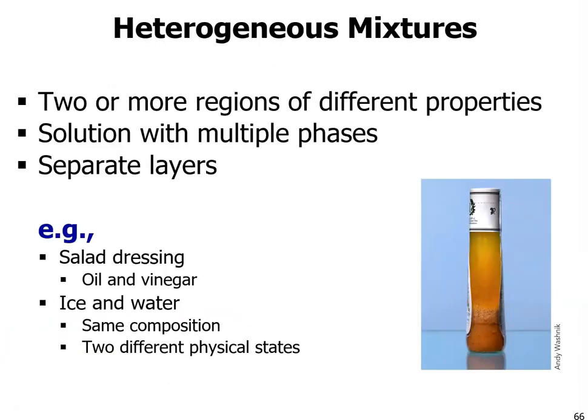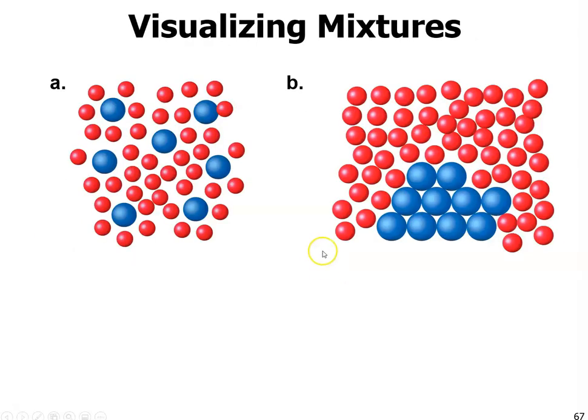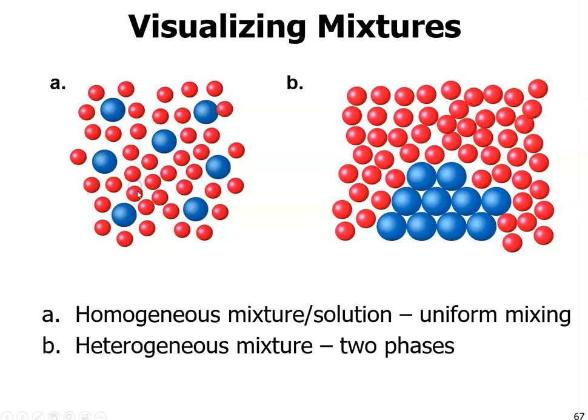Heterogeneous mixtures are where you can actually see different properties, different phases, different layers. You can see that here in the salad dressing, where we have an oil and vinegar layer, and those separate out. Ice and water may be made of the same molecules, but they're in different physical states, so they are separated. And here's an example of how this would look visually: the heterogeneous mixture on the right, and the homogeneous mixture where everything's more evenly distributed and uniform. So those are two different ways of looking at mixtures.